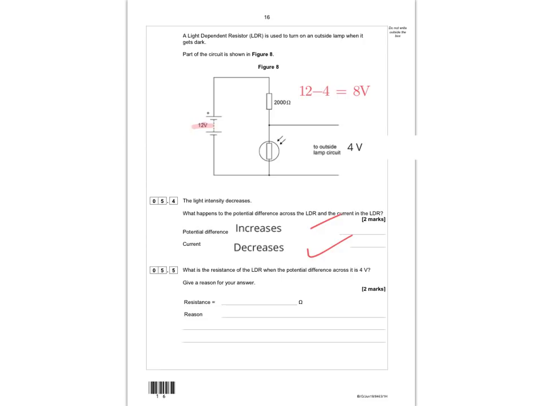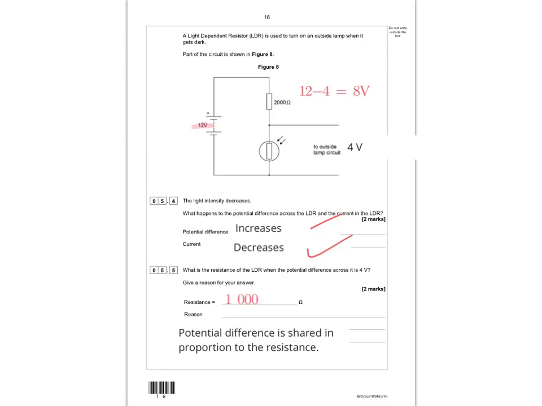That means that the resistance of the LDR will be half as much as the resistance of the fixed resistor, so it's going to be half of 2000 to get us 1000 ohms.